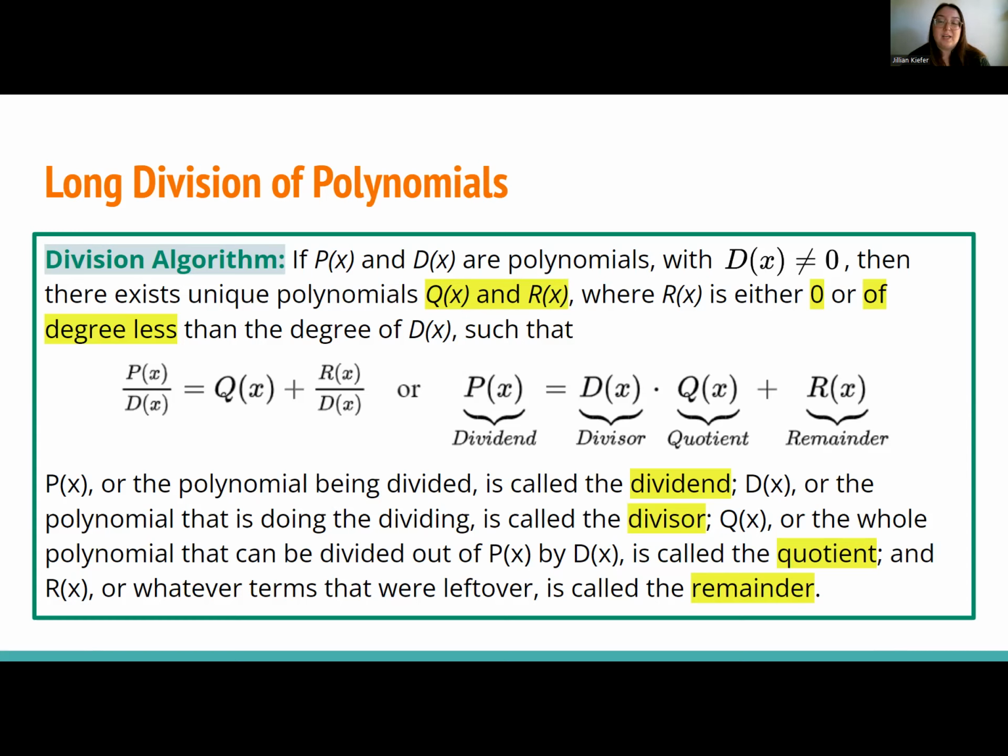Remember, degree is the highest exponent on x. So if your divisor, which is d of x, the denominator in fraction form, is degree 2, like x squared, then your remainder has to be of lesser degree. It's going to be just a number, or it's going to have x to the power of 1. So it has to be of degree less.